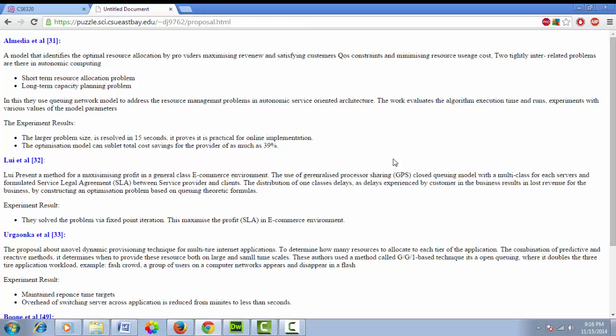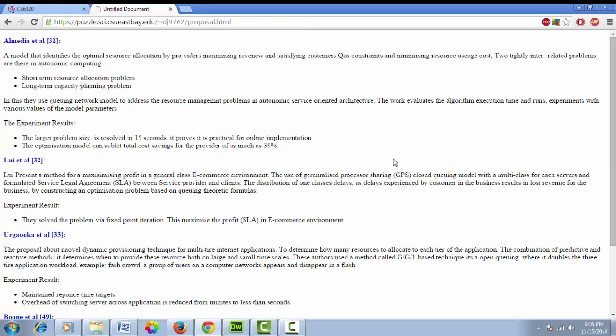Finally, he applied a queuing network model to his resource management problem, and the final result is that the larger problem size is resolved in 15 seconds, which proves it is applicable online, and the optimization model can yield a total cost saving for the provider of as much as 39%. The resource cost is reduced by 39%.